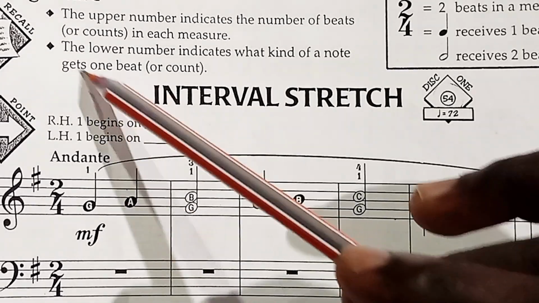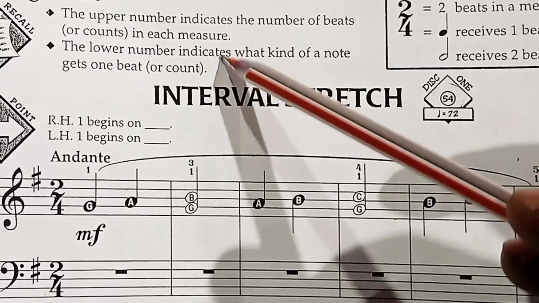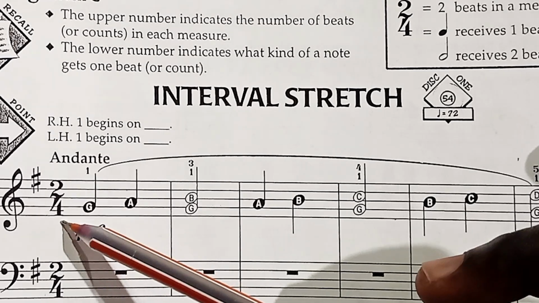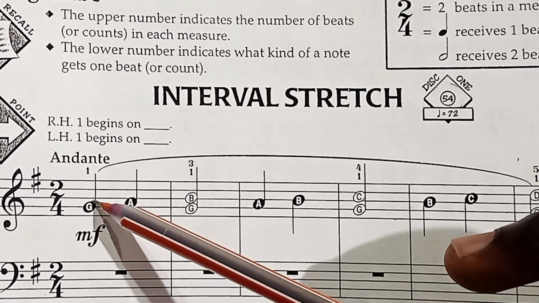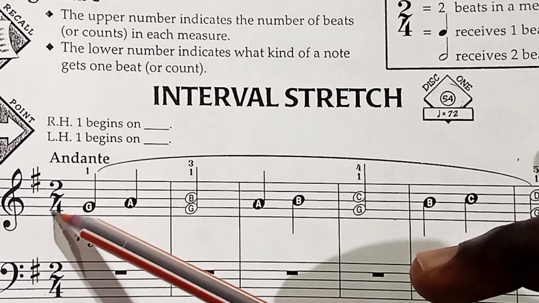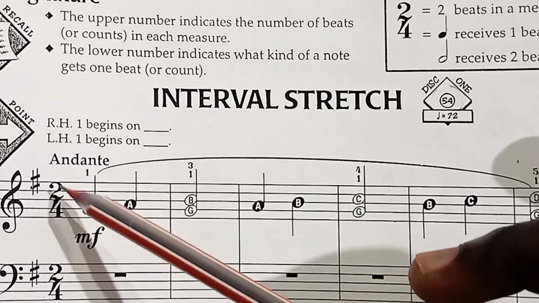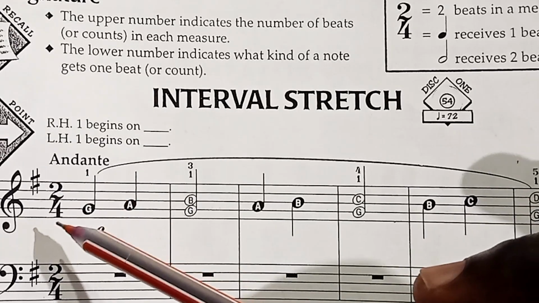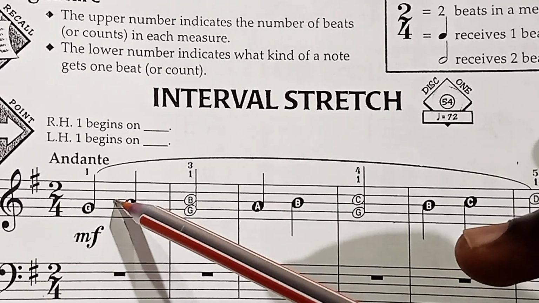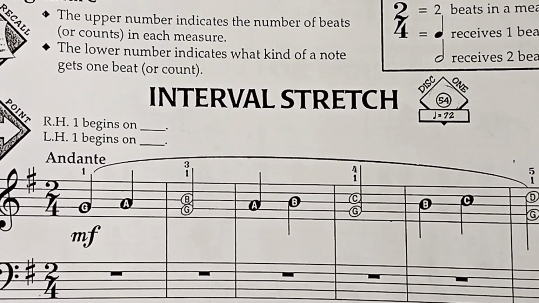The lower number indicates what kind of note gets 1 beat or count. So 4 indicates that the kind of note that will get 1 beat is the quarter note. The quarter note takes 1 beat, and you need 4 quarter notes to complete a bar. So for us to count 2 beats per bar, we are going to use a kind of note that requires 4 of them to make a whole note. That is a quarter note. As simple as that.